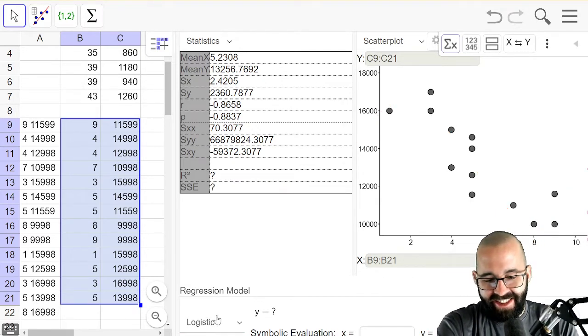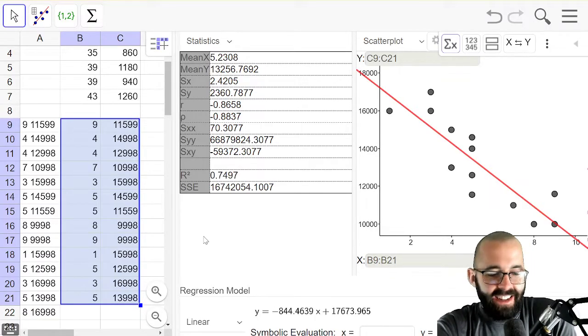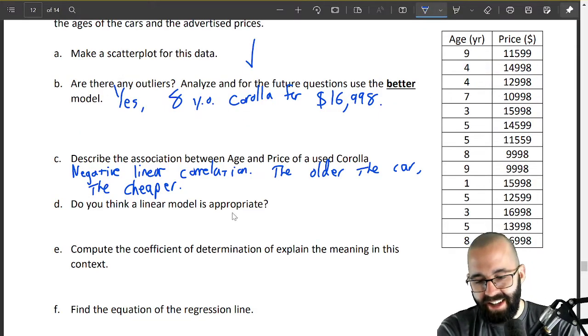You can play around with this. Logistic model, it doesn't even know what to do. But yeah, I think a linear model works pretty good.